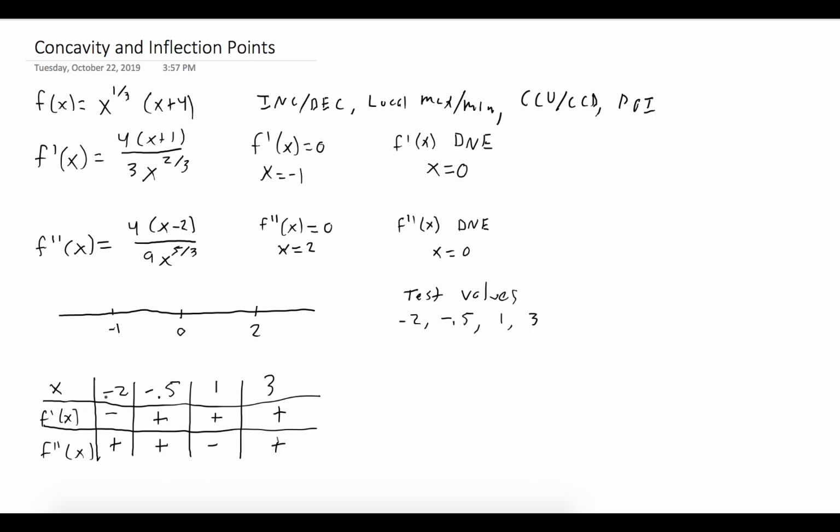Okay, so on this part of the line segment, we're decreasing and concave up. So our curve will look like that. In this part of the line segment, we're increasing and concave up. In this part of the line segment, we are increasing and concave down. And in the last part of the line segment, we're increasing and concave up.